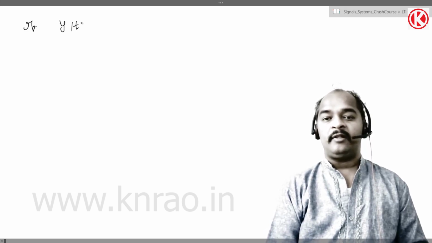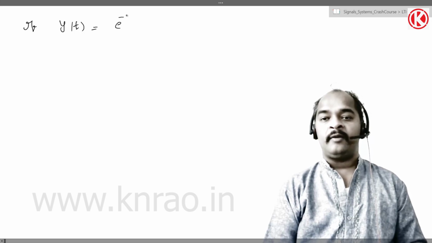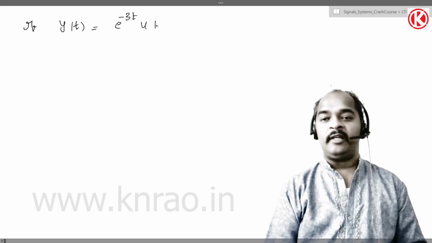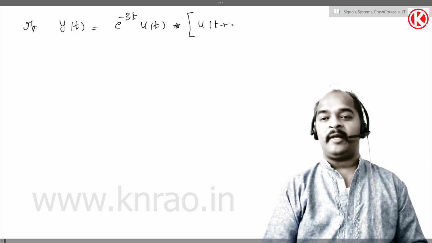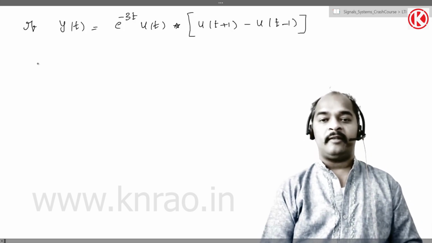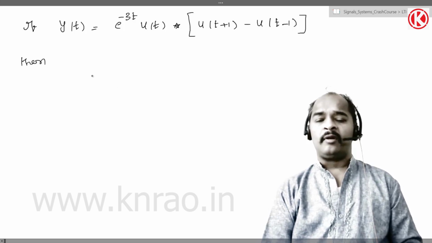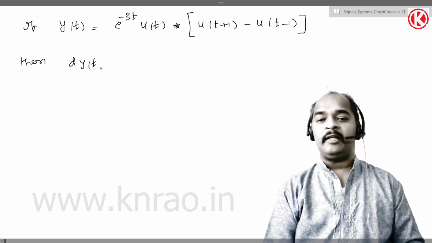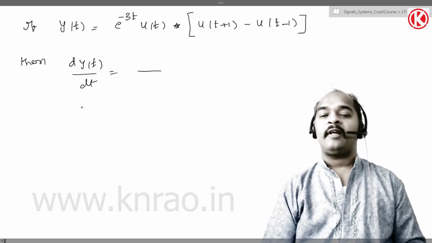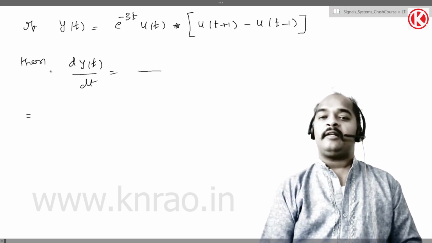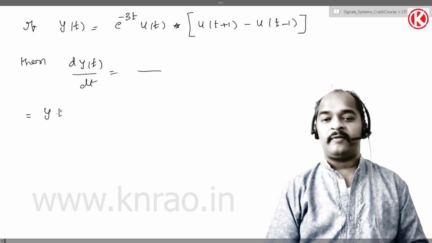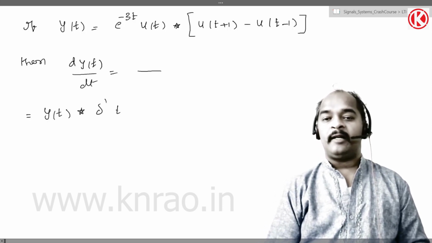Let us say y of t equals e power minus 3t u of t convolved with, let me say, u of t plus 1 minus u of t minus 1. So y of t is this, then dy of t by dt is equal to what? The question is, what will be dy of t by dt? According to our discussion before, this is nothing but y of t convolved with delta dash of t.